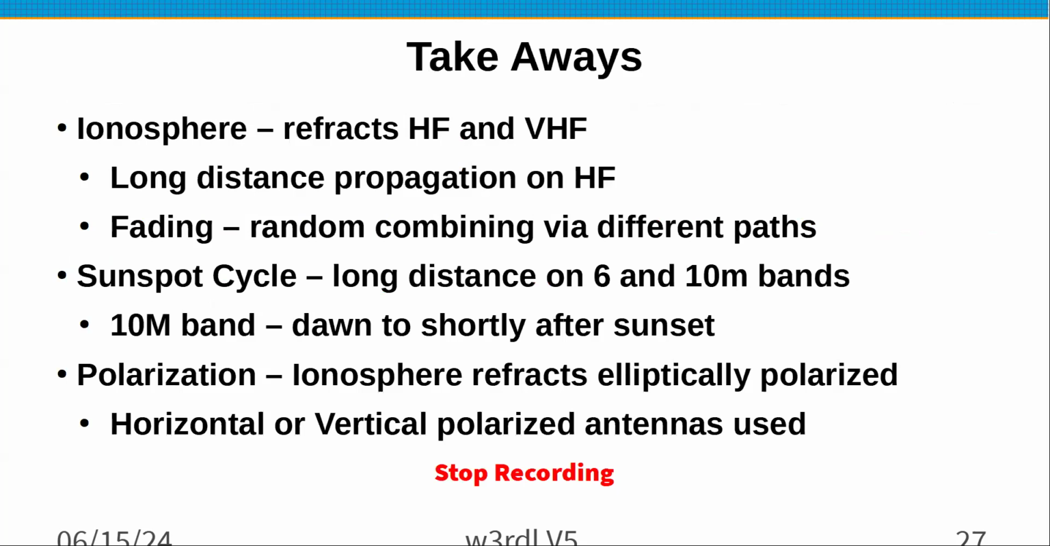So we learned that the ionosphere refracts HF and some VHF. You can get more consistent long distance propagation on HF than you can on VHF and UHF, even though it's possible to get some long distance on VHF. You can have fading because of the effectively multipath because of the variations in the ionosphere and the fact that it's always changing. I mean, it's atmosphere.